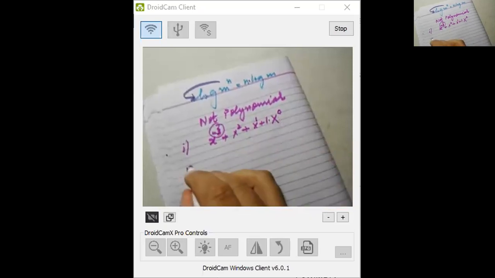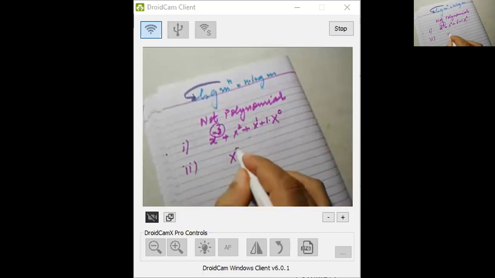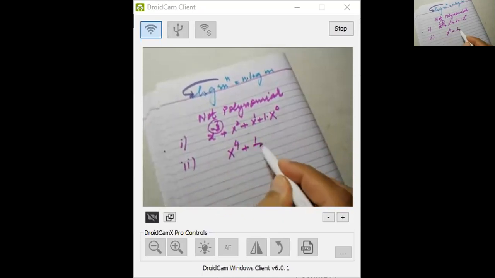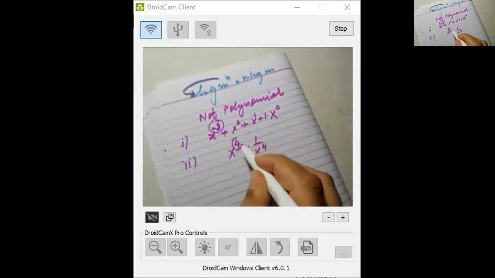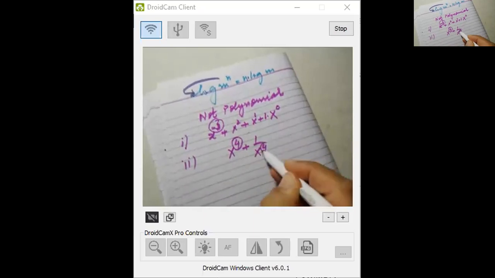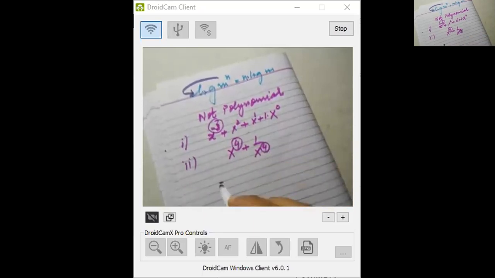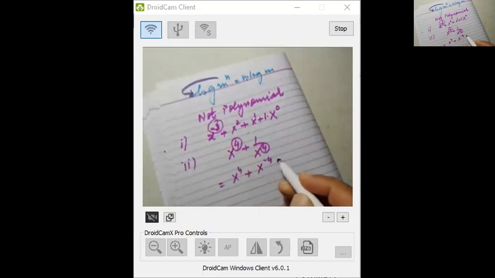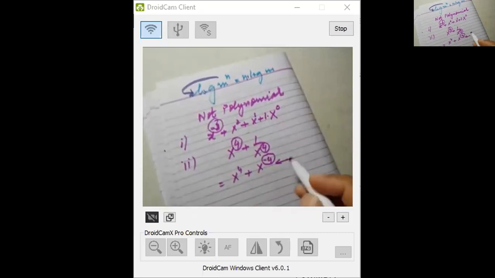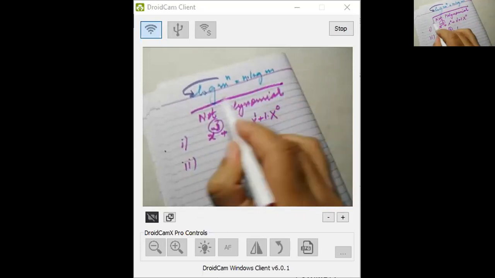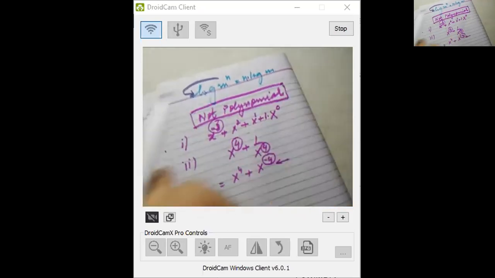Similarly, if I quote another example like x to the power 4 plus 1 over x to the power 4. Though by definition x to the power 4 is positive, the 1 over x to the power 4 also contains power plus 4. But when we shift this term from the denominator to the numerator, it will become negative, right? So because of this negative part, this expression will not be a polynomial. Keep in mind that I am discussing the terms which are not polynomials. So these types of expressions will not be polynomials, because the power has become negative.